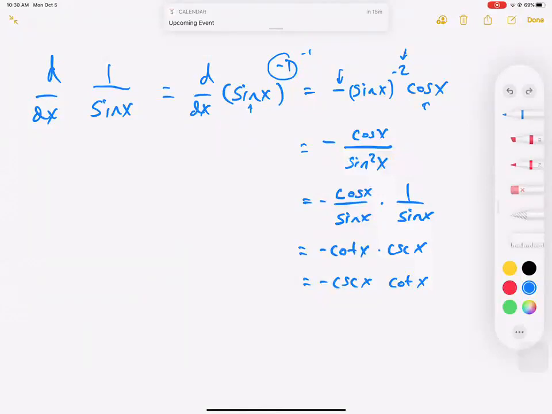You might be saying, why am I doing this? Because if you remember your reciprocal identity, isn't 1 over sine cosecant? And the derivative of cosecant is negative cosecant cotangent. Proof. Okay, today's a short day, so I think we're going to stop here.